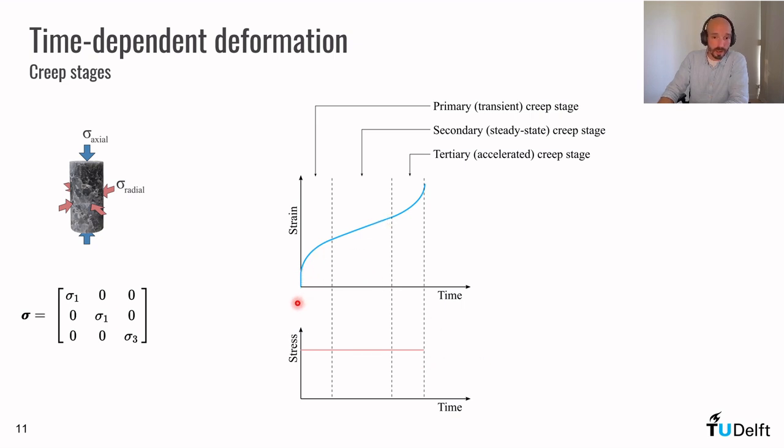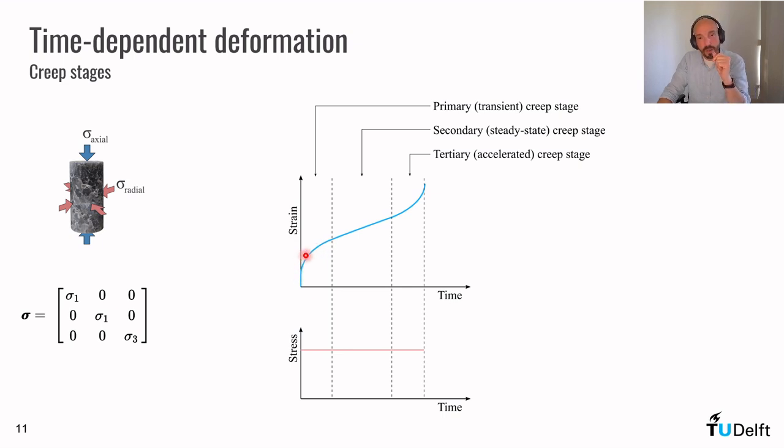So as soon as we apply the stress, the material instantaneously responds here, and then we have this deformation here. It deforms fast in the beginning. The strain rate is high in the beginning, and then it decreases over time. By strain rate, I mean the slope of this curve is high, and then it decreases over time, and at a certain point it stabilizes at a constant value.